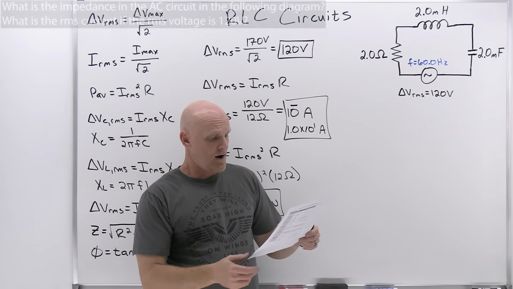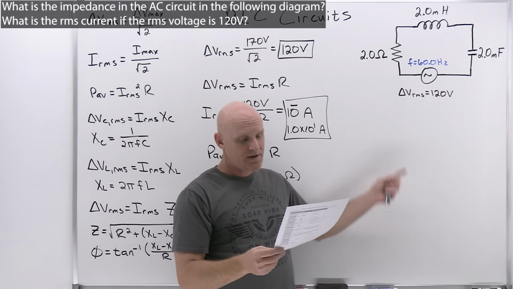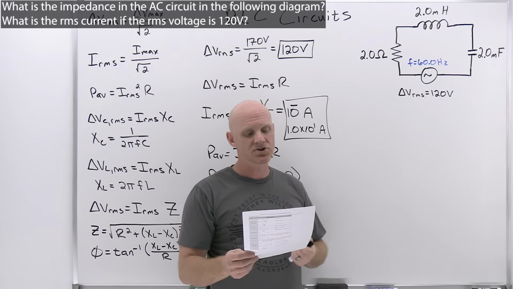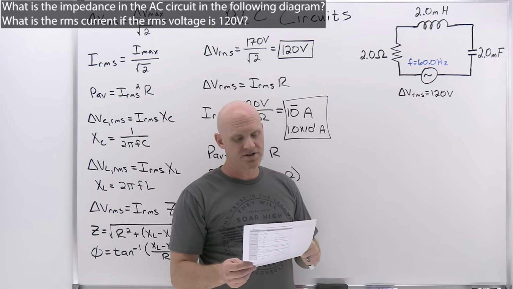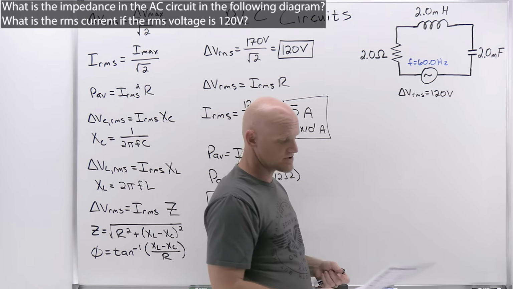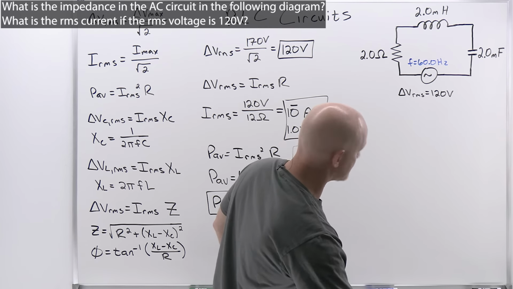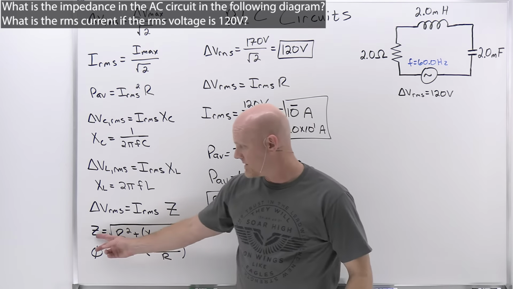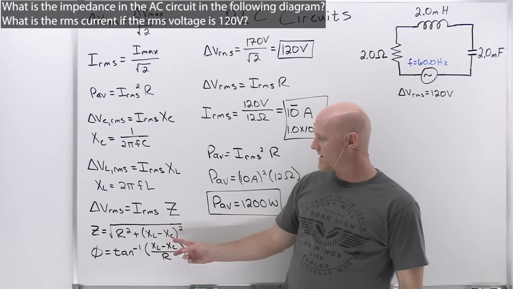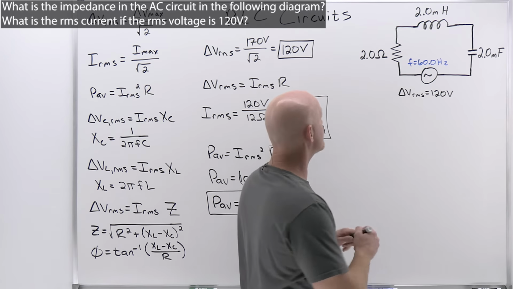So, all right, first part of the question says, what is the impedance in the AC circuit in the following diagram? Second part says, what is the RMS current if the RMS voltage is 120 volts? And then parts 3 and 4 we'll have to come back to in a little bit here. So first part 1 is the impedance. So in the impedance Z here, we figured out quickly how to calculate, but we're going to need the inductive reactance and the capacitive reactance first as well.